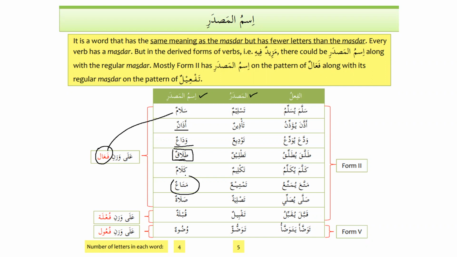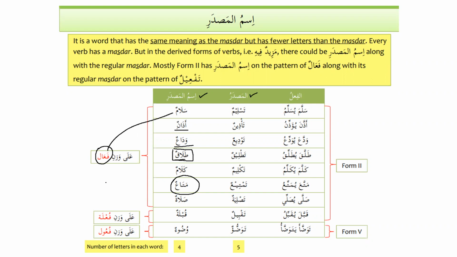Then we have salla, yusalli, tasliyatan, and then the word that we use is salatun, right? So salat, salam, everything is there. All of them are ism al-masdar. Qabbala, yuqabbilu, taqbilun, and then qublatun. This is also one of the patterns of ism al-masdar. Fu'latun, but fu'latun is not very common. And similarly, we have tawadda'a, yatawadda'u, tawaddu'un, and ism al-masdar is wudu'un. It is on the pattern of fu'ulun.